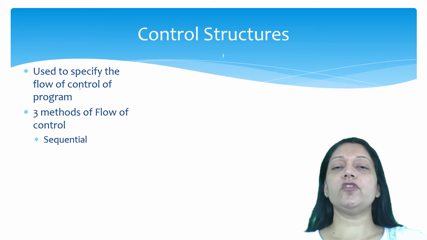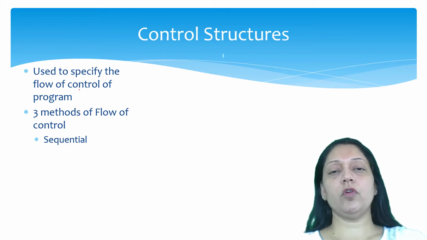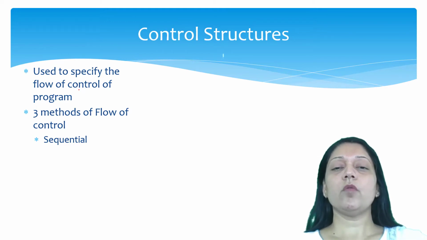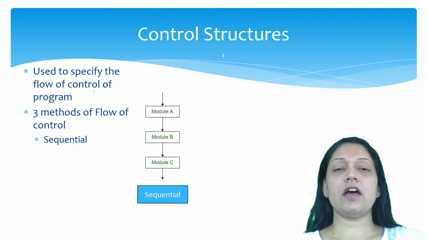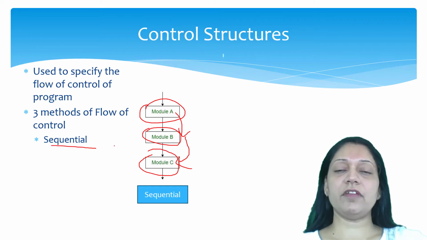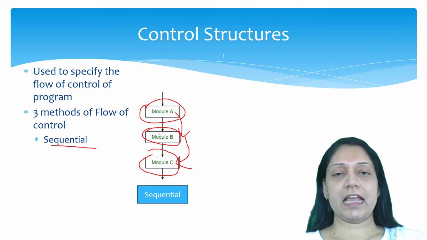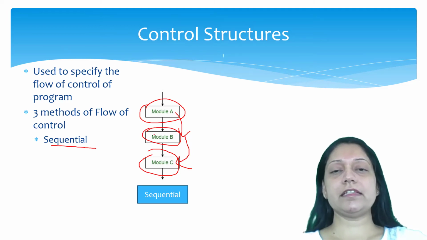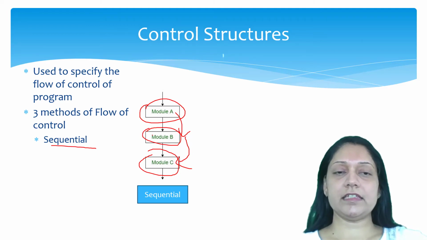There are basically three methods of changing the flow of control of a program. First is the sequential program, which is a very basic control structure where all the statements or modules are executed in sequence. That is, after A, B would be executed, after B, C would be executed. This is known as the sequential programming structure, which we have seen in printf and scanf, where one by one all the statements inside main were executed in sequence.